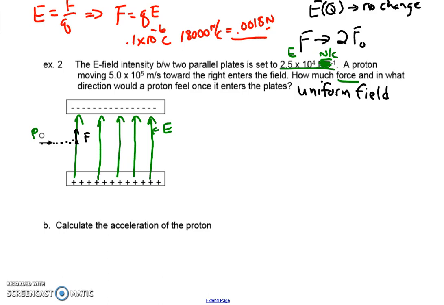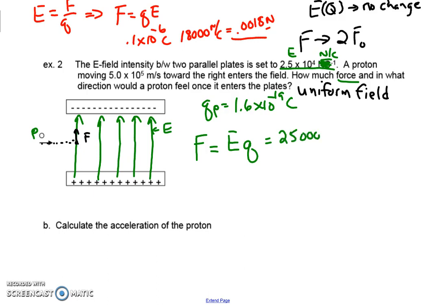So I'm asking for F, well, and I know E and I know Q. Remember, Q of the proton is equal to 1 elementary charge, which is 1.6 times 10 to the negative 19 coulombs. So the force is pretty straightforward. F equals E times Q. Okay, E is pretty high, 25,000 newtons per coulomb, but we're bringing in a tiny amount of charge, 1.6 times 10 to the negative 19th coulombs of charge. And so we're going to get a really small force. That force, if we work it out, is 4 times 10 to the negative 15 newtons.